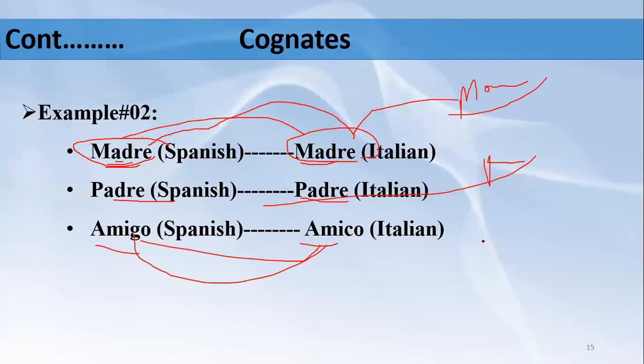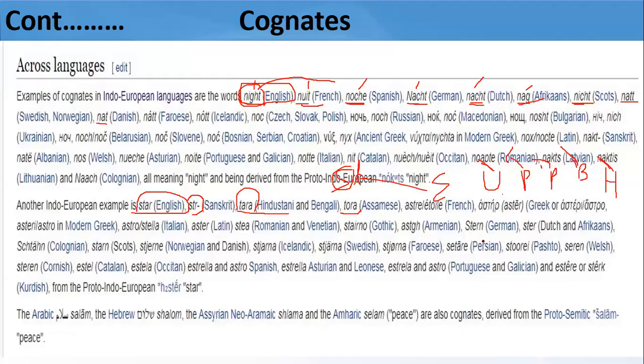Obviously, there is a linguistic connection between Spanish and Italian. Okay, fine. Look at the word salam, the very last example for cognates. Then we'll move to the next point.